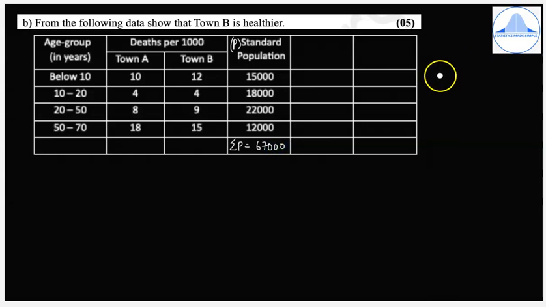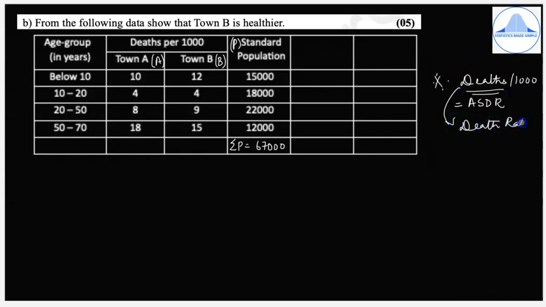Now an important point to note is that whenever they give deaths per 1000, this is nothing but ASDR. So they have already given us the age specific death rates for town A and town B. So this I'll mark as A and this I'll mark as B. So whenever they use deaths per 1000, or sometimes they can also use the word death rate, it means that the ASDR values are already given.